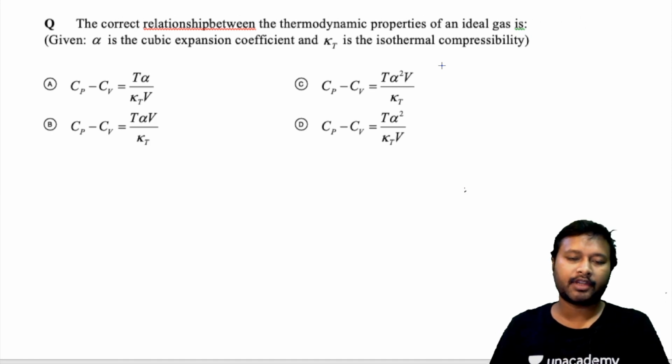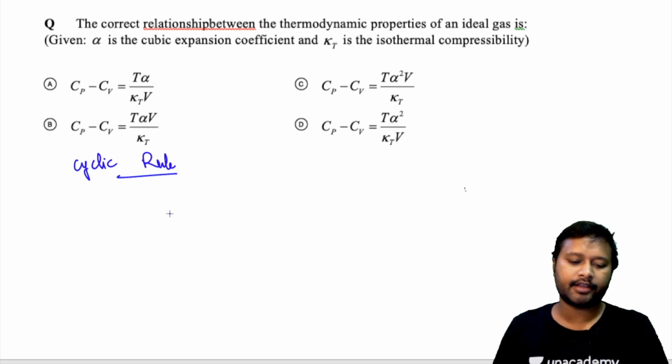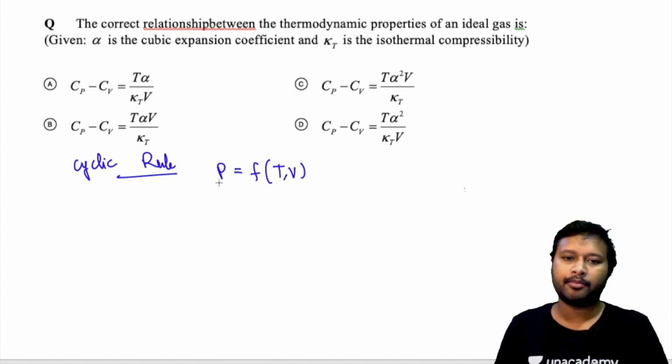So how to start it? You have to start it from the cyclic rule. Your cyclic rule says that P is a function of temperature and volume. Pressure is a function of temperature and volume. So you can apply the cyclic rule over here.